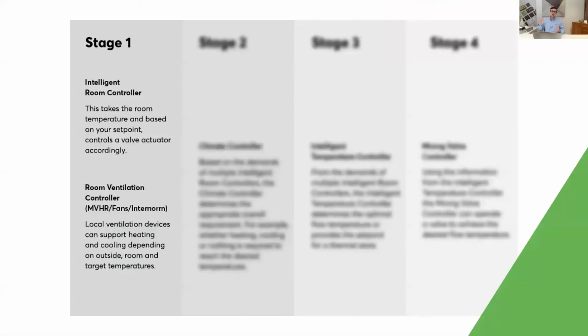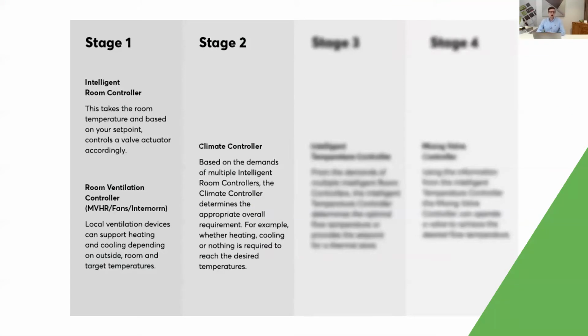Okay, and then our room climate, we do it in 4 stages. The first stage is the intelligent room controller. That takes the temperature from, say, a touch switch, and based on your target temperature, will control a valve actuator. In this same stage, we've also got a controller called the room ventilation controller, which is for MVHR and ventilation systems. Stage 2 is the climate controller.